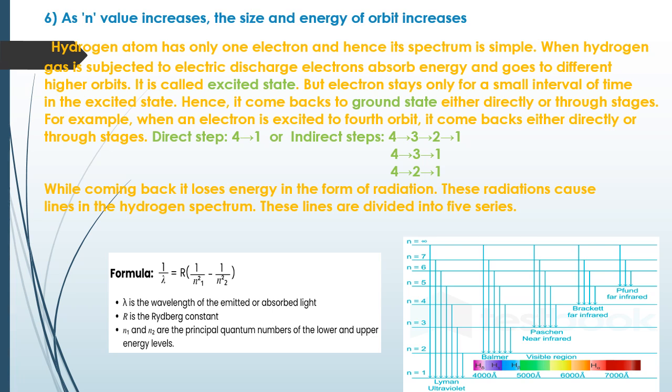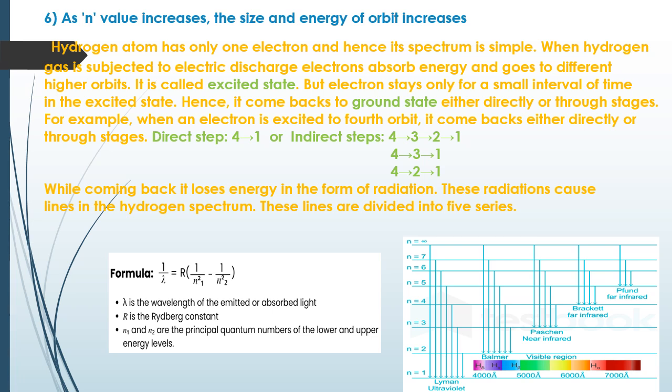We can see the following steps. The fourth orbit comes directly to the first orbit, or indirectly from the fourth orbit to the third orbit, second orbit and first orbit, or from the fourth orbit to the second orbit and first orbit. While coming back, the electron releases radiation. It gives spectral lines. Those spectral lines are divided into 5 series: the Lyman series, Balmer series, Paschen series, Brackett series and Pfund series.